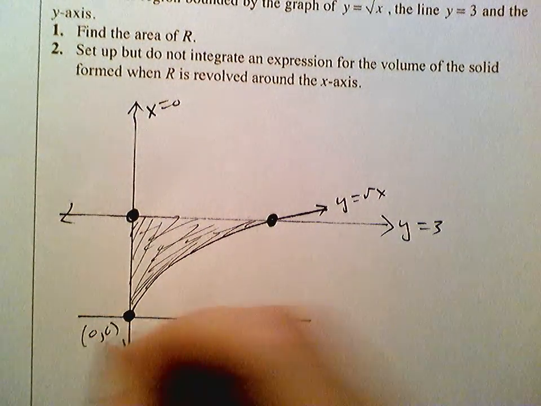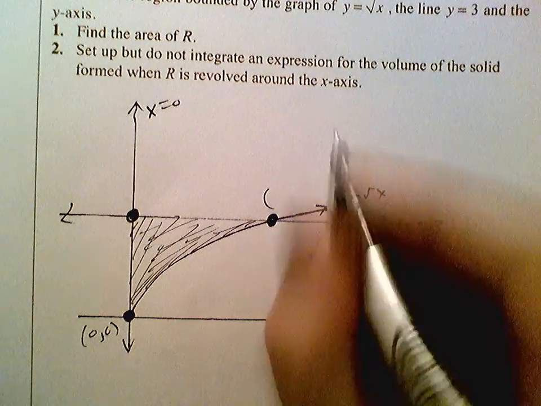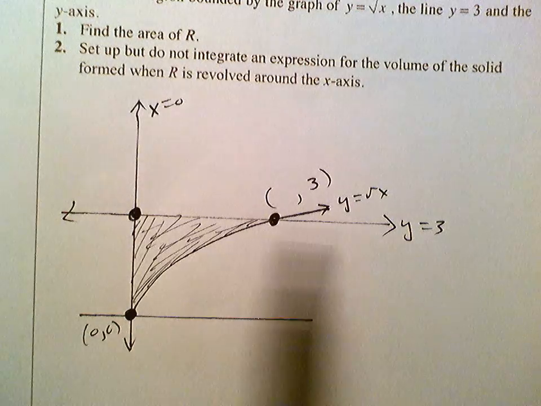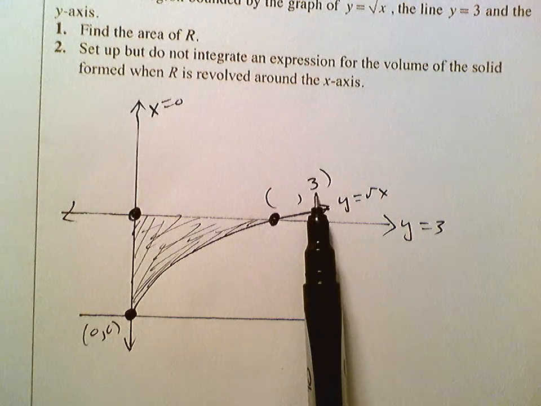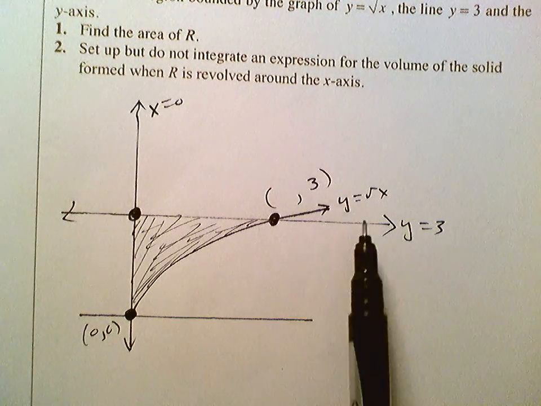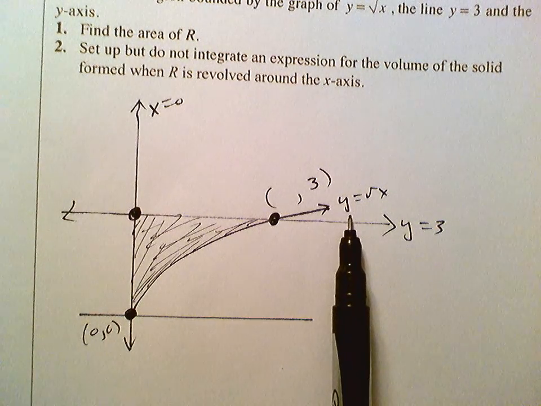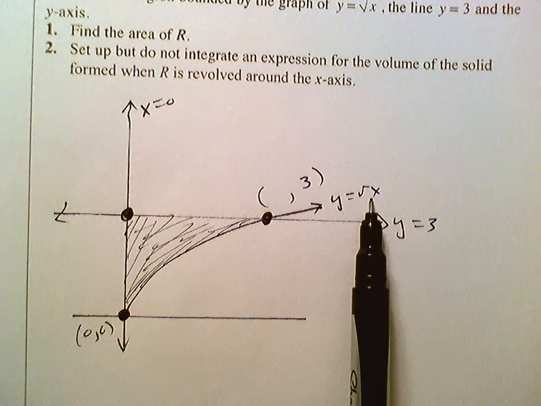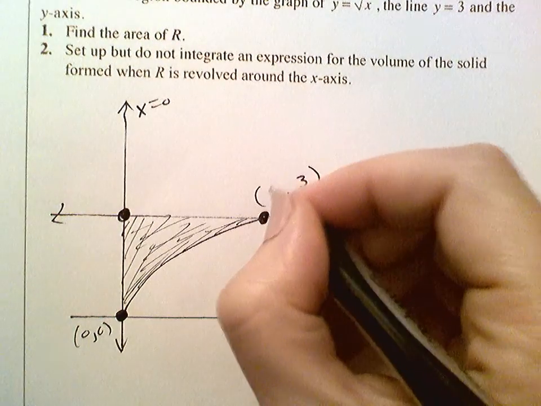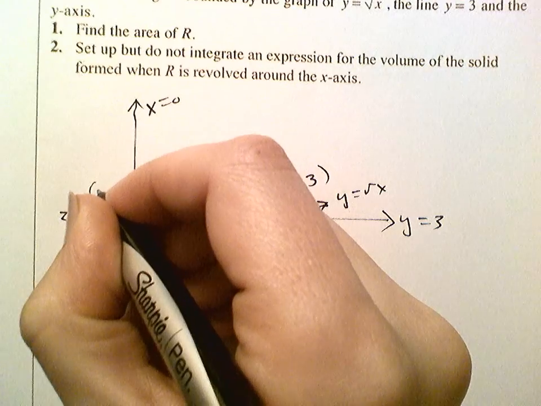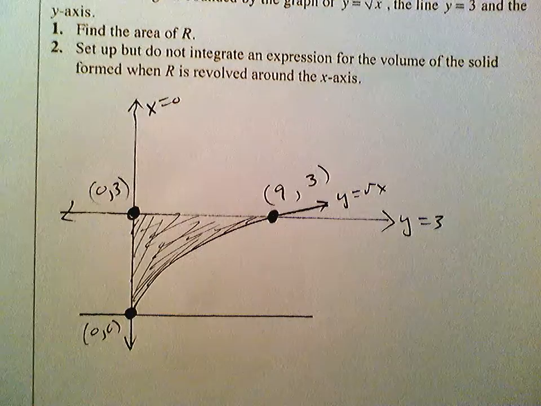So this is 0, 0. I know that the y coordinate here is 3, because that's y equals 3. So if y is 3, what is x? If you plug 3 in for y, you'd have to square both sides to find x. So x would be 9. And then this is 0, 3.